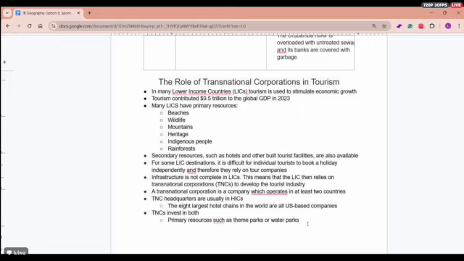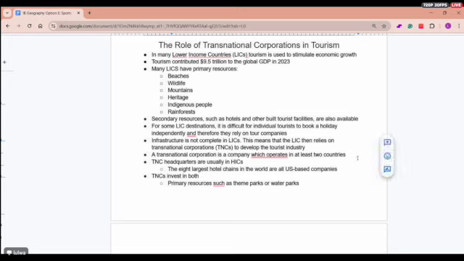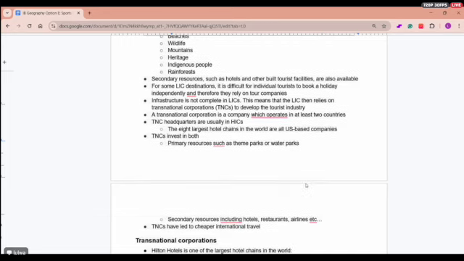So many LICs have primary resources. Those are beaches, wildlife, mountains, heritage, and so forth. Secondary resources such as hotels and other tourist facilities are also available. However, for some LIC destinations, it's really difficult for individual tourists to book a holiday independently and therefore they rely on tour companies. And so infrastructure isn't really complete in LICs, which means that LICs rely on transnational corporations who therefore develop the tourist industry.